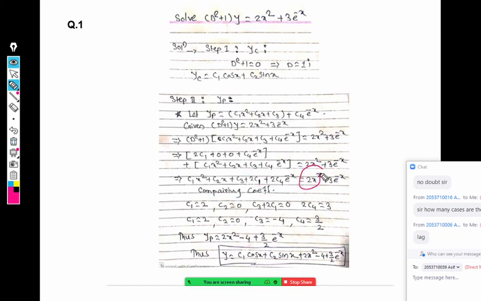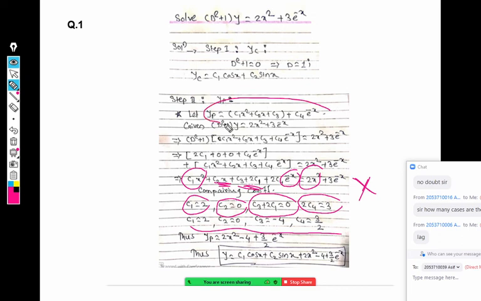Comparing the coefficient of x square, we get c1 equal to 2. Comparing the coefficient of x, there is no term on this side for x, so c2 should be 0. There is no constant term on that side, so c3 plus 2c1 is 0. Lastly, comparing the coefficient of e raised to minus x, 2c4 should be 3. Now solve this, you get all of c1, c2, c3, c4, and replace them in this equation.